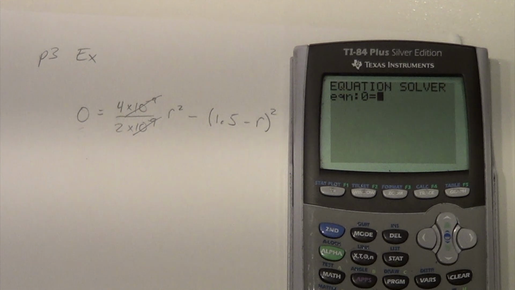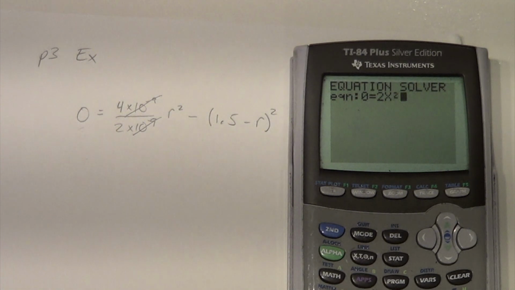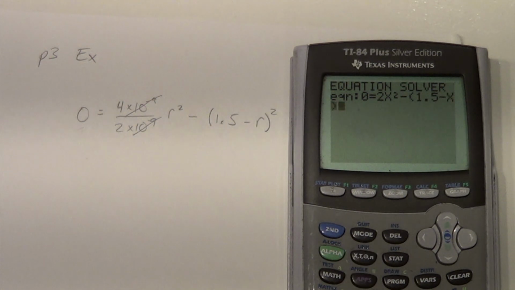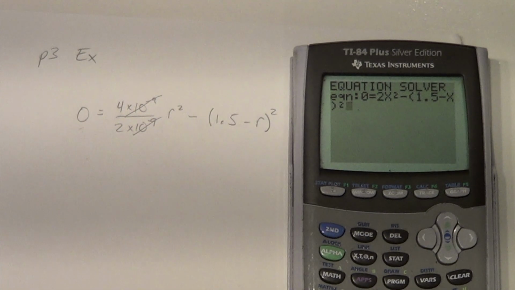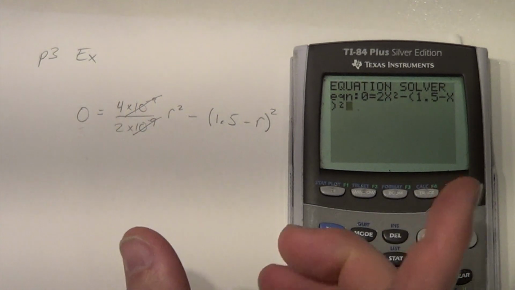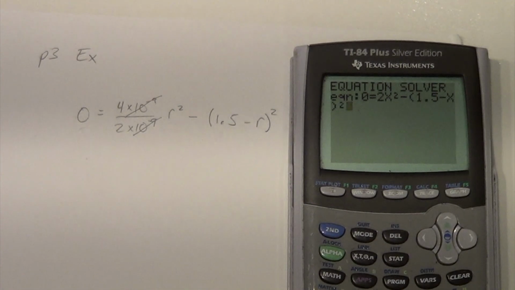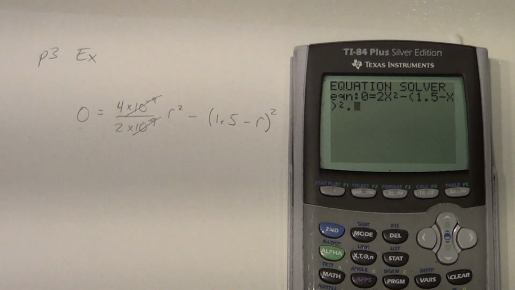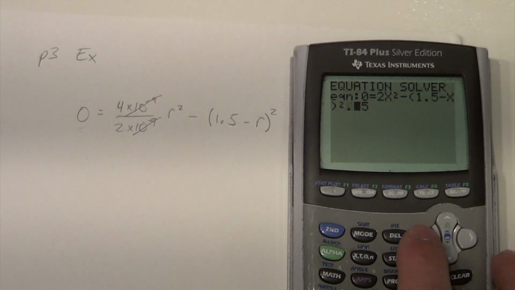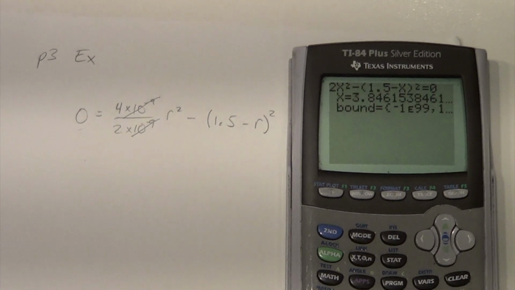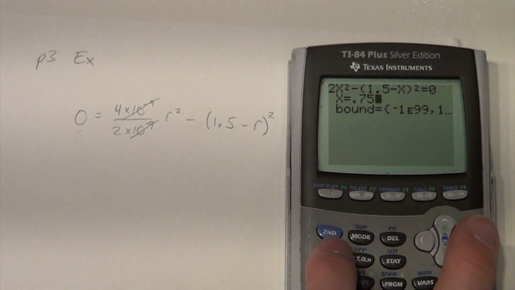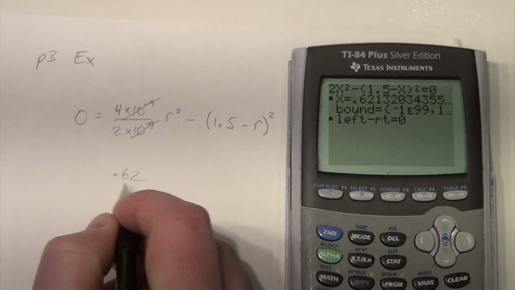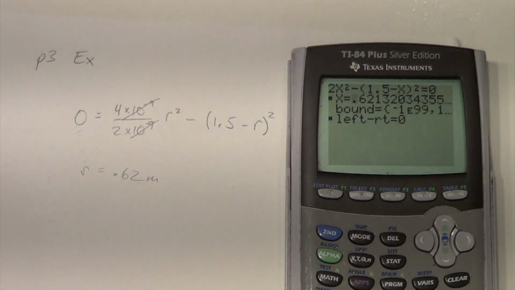So go up, clear out your other one. Now I have 2x squared minus the quantity of 1.5 minus x quantity squared. And we always want the positive solutions. There are two solutions, one negative and one positive, so I'm going to pick my positive solution. I'm going to pick, say, 0.75, and I got to hit enter there. Hit enter. Choose my positive solution of 0.75 as the guess, hit alpha solve, and I get an answer of 0.62 meters as my solution. And that works.